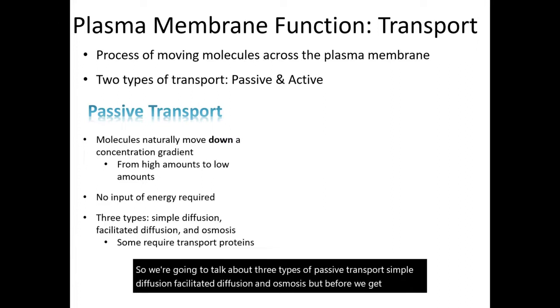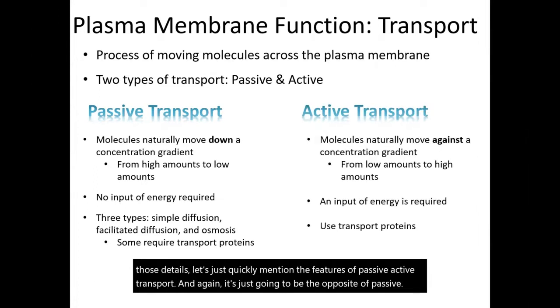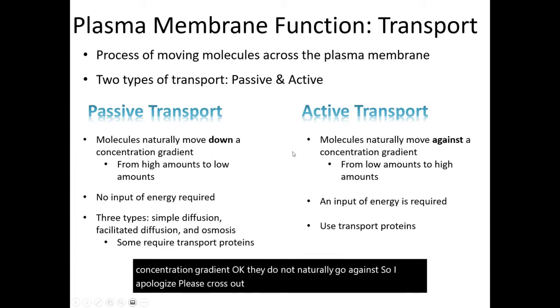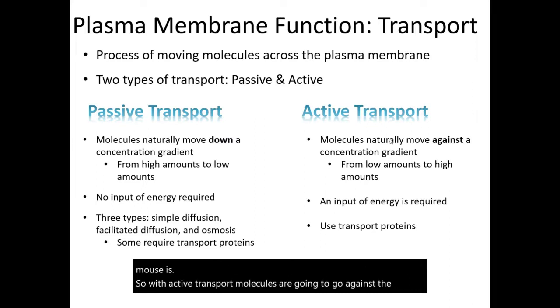But before we get into those details, let's just quickly mention the features of active transport. And again, it's just going to be the opposite of passive. So with active transport, molecules are going to move against the concentration gradient. And please cross out that word naturally. I apologize, that should not be there. Molecules naturally go down their concentration gradient. They do not naturally go against. So please cross out that second naturally right here where my mouse is. Okay, so with active transport, molecules are going to go against the concentration gradient. That means they're moving from low amounts to high amounts.